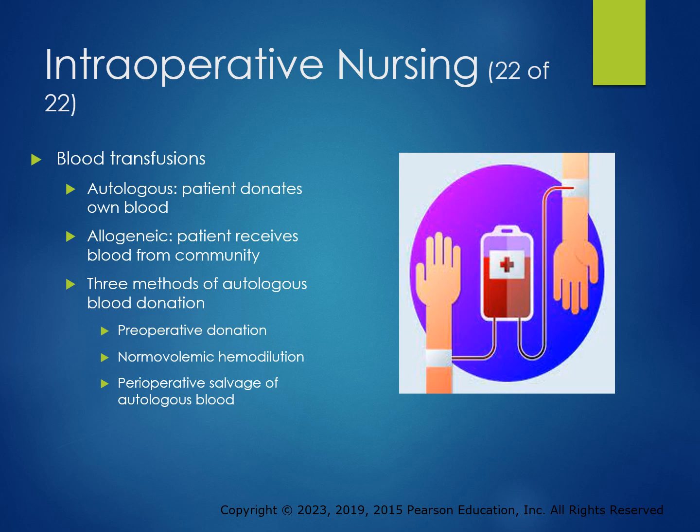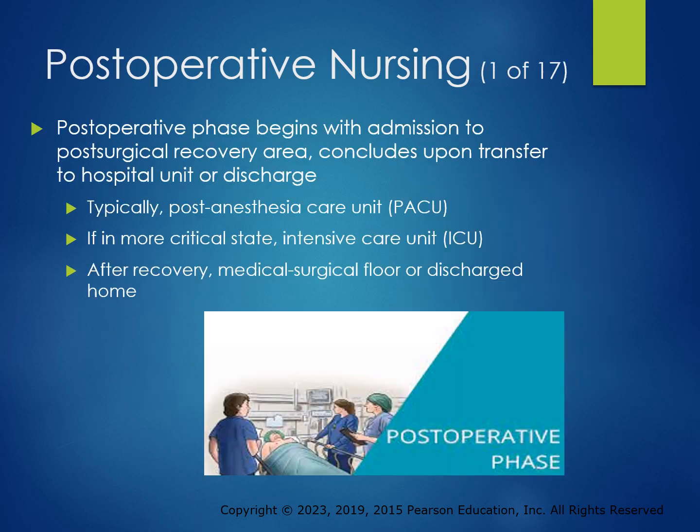It talks about blood transfusions. It talks about autologous blood, and this is where patients can donate their own blood. And then patients can also receive blood that has been donated by the community, and this is called your allogenic blood transfusion. There's 3 methods of autologous blood donation: preoperative, normovolemic hemodilution, and perioperative salvage of autologous blood, and you can read about that in the reading.